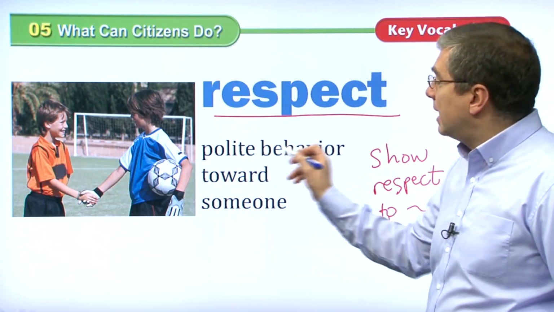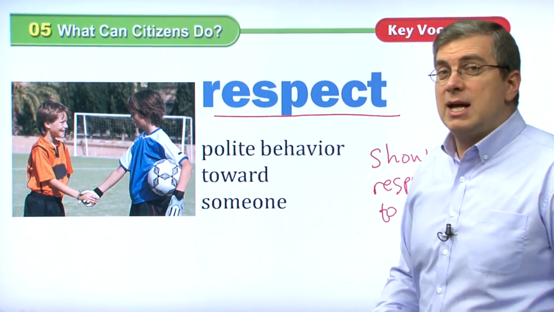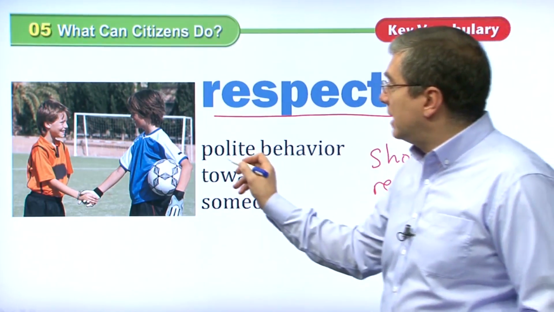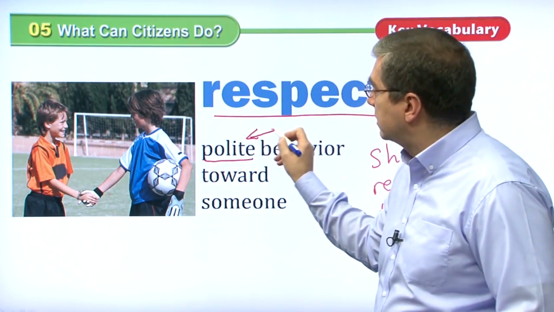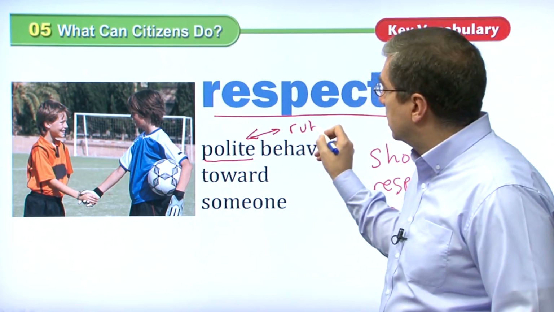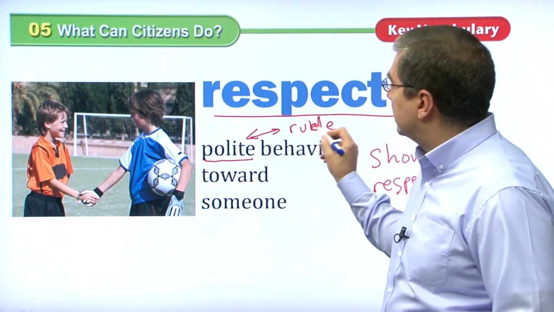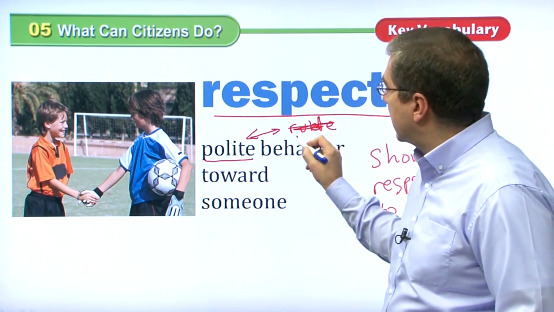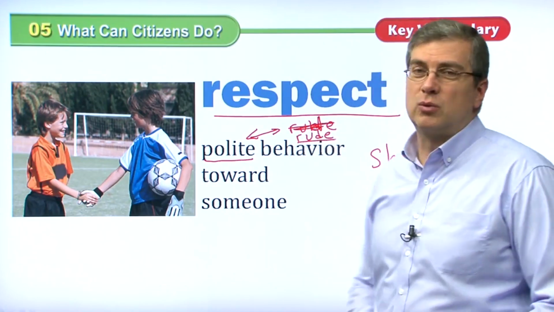That means polite behavior toward someone. You should be polite. You shouldn't be rude. Of course, polite and rude are opposite, right? The opposite of polite is rude. Whoops, rude. R-U-D-E. Sorry, I messed that up there. I'll spell it again. R-U-D-E. Rude. The opposite of polite is rude.